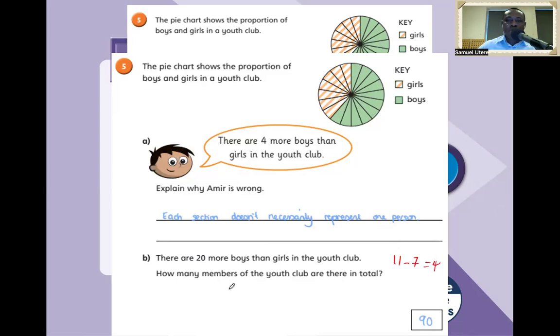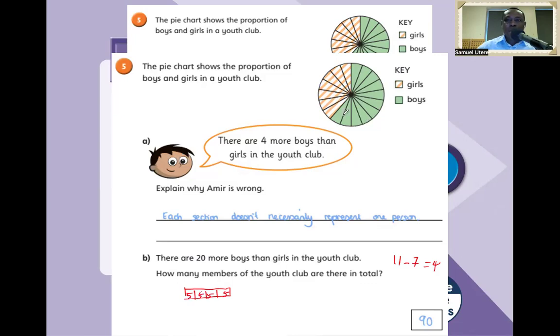So we have 4 parts more, which is represented by 20. Remember, there are 20 more boys than girls. So in terms of the parts of the pie chart, you have 4 more parts, and that represents 20. So it means each of these parts is 5. Okay.